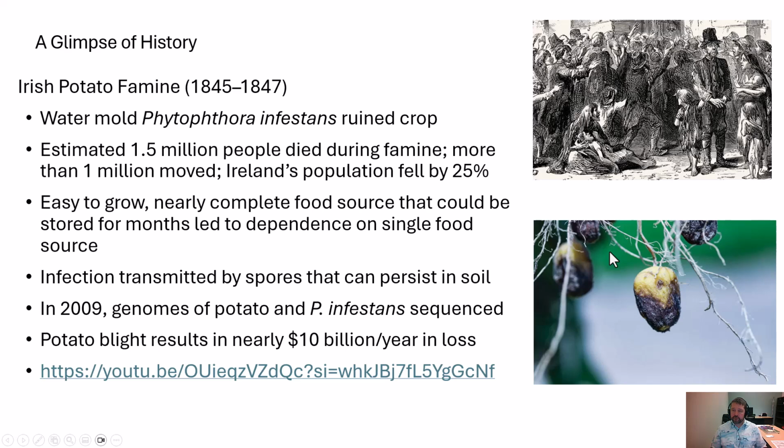Hopefully in the future that won't be the case with new genetic techniques like CRISPR and other possible gene drives. It might be possible for us to alter the genetics of certain species of potato that are really affected by infestans to be resistant to it. And so that is potential in the near future.